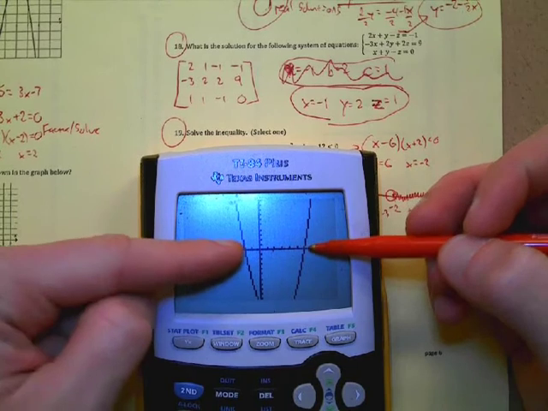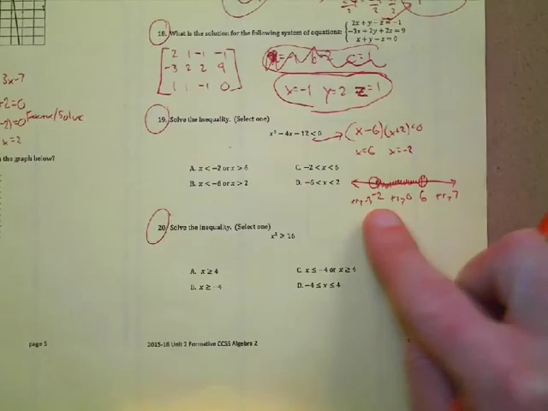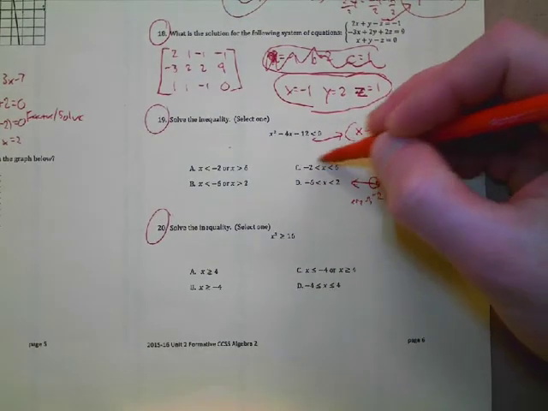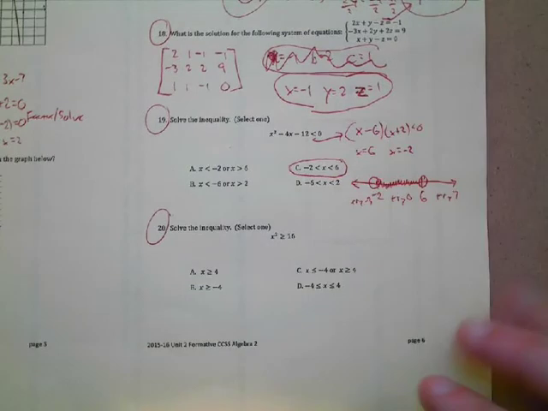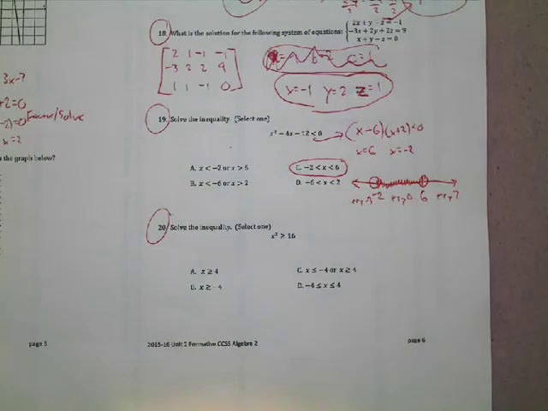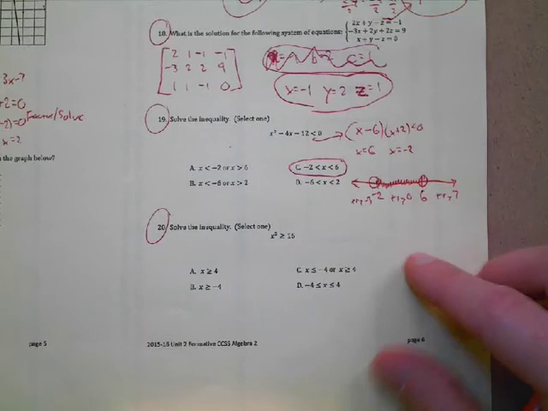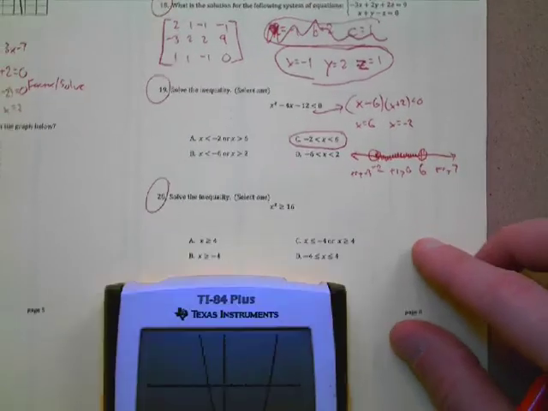The x-axis is 0, so where is it less than 0? Between negative 2 and 6, which is exactly what we got right here. So here's the one for between negative 2 and 6, right there, letter C. Between negative 2 and 6.